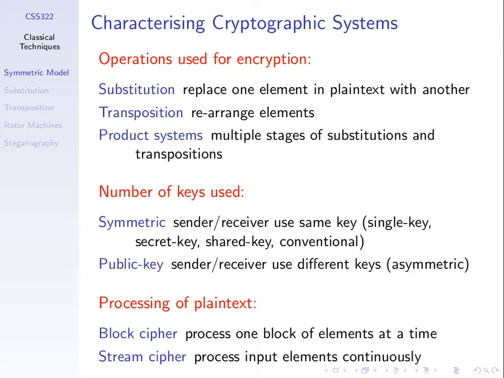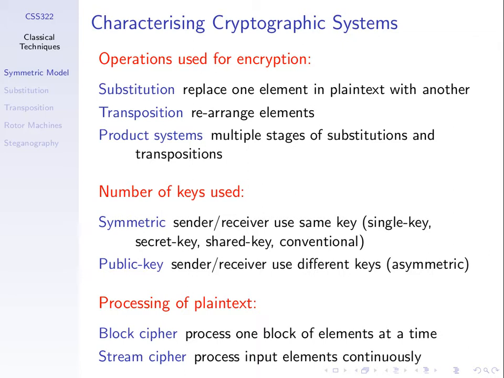Substitution is taking one of the elements, the letter H, and replacing it with another letter in the alphabet. Let's say replace H with X. That's substituting one element with another. Transposition is rearranging those elements. If we have H-E-L-L-O, we may rearrange those five characters to be L-E-H-O-L. That's transposition.